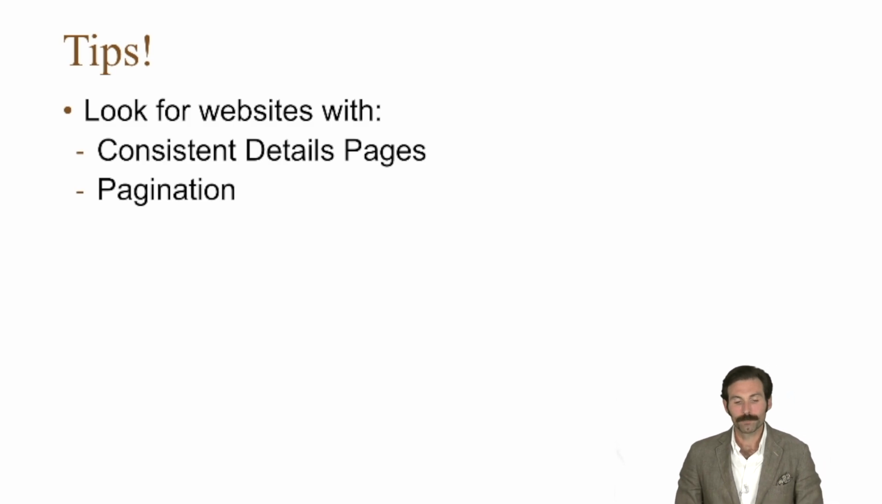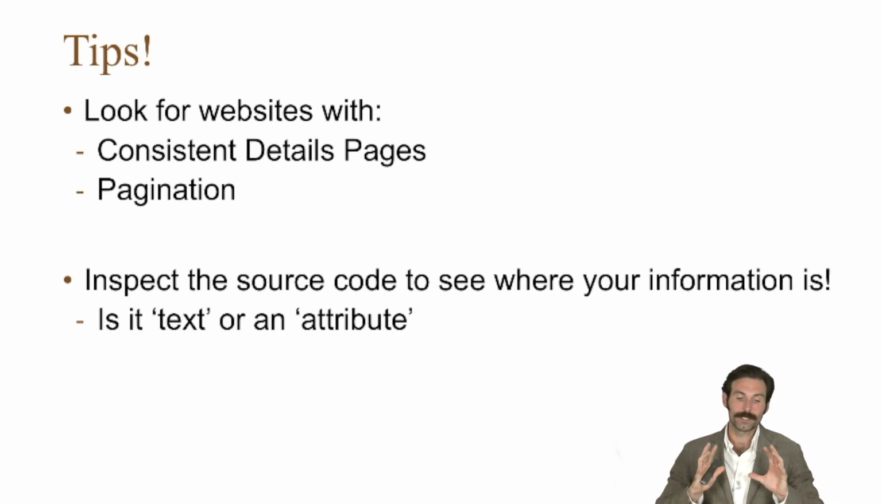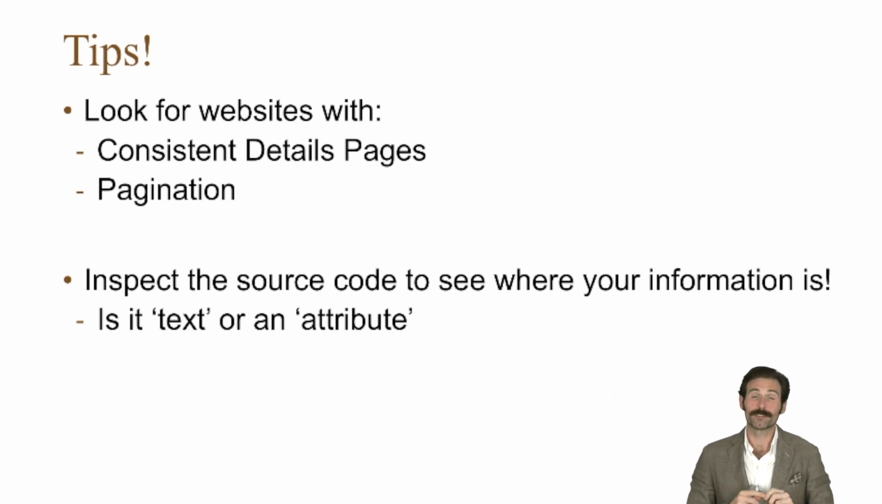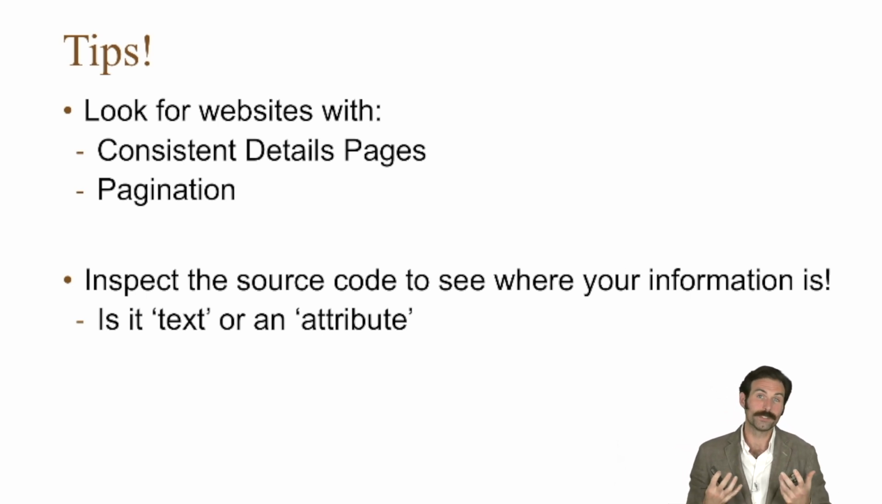So some tips. Look for websites that have pretty simple, consistent details pages, that have pagination, so it's easy to go from one page to the next. And when you're stuck, inspect the source code, open up the developer tools, and try to see where your information is in the back-end code. Ask yourself, is it a text or an attribute or a URL? What is the format of the information you want?